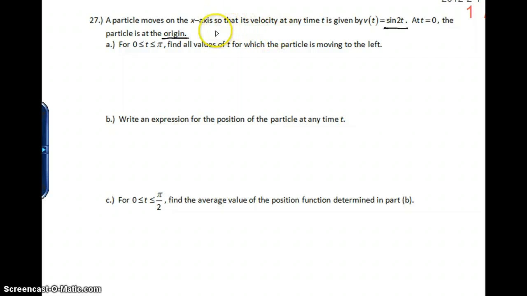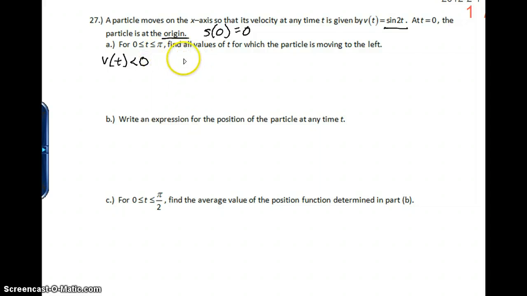So the first thing we want to do is interpret that statement, which means if it's at the origin at time 0, then we can say s of 0 equals 0. That's an important part that we will need in part B. But for part A, it says, for t between 0 and pi, find all values of t for which the particle is moving to the left. Moving to the left would mean that v of t, or the velocity, is negative, or less than 0.